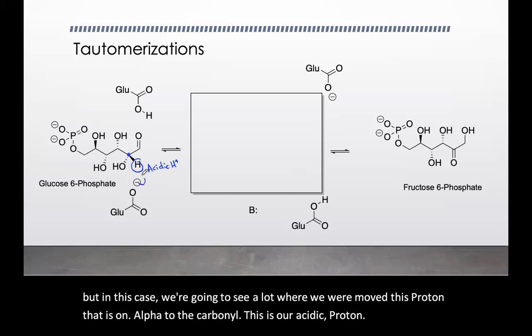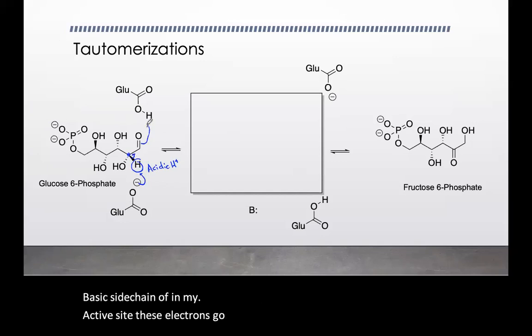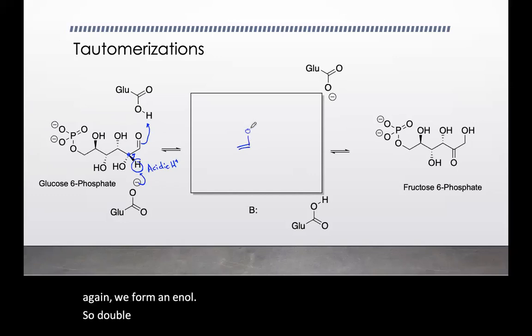This is our acidic proton. And so here we have some basic side chain in my active site. These electrons go here. This comes up and grabs the proton. And again, we formed an enol. So double bond, OH. This is over here. This is the negative form. And then we have the rest of my chain here.